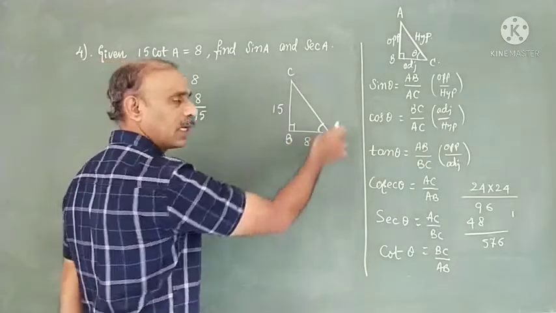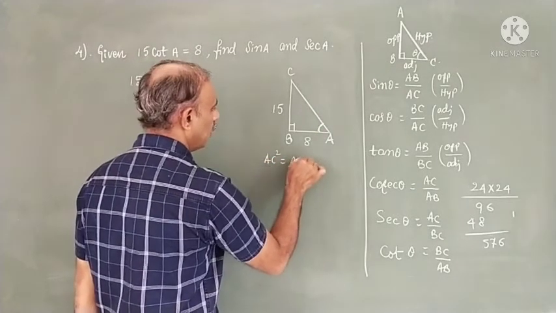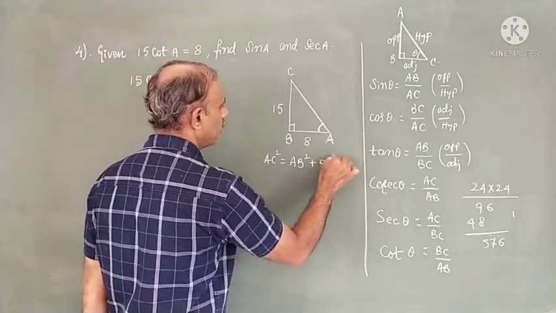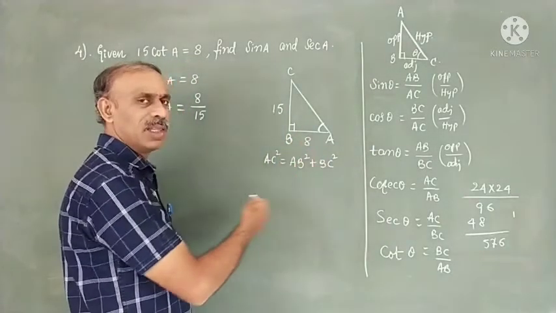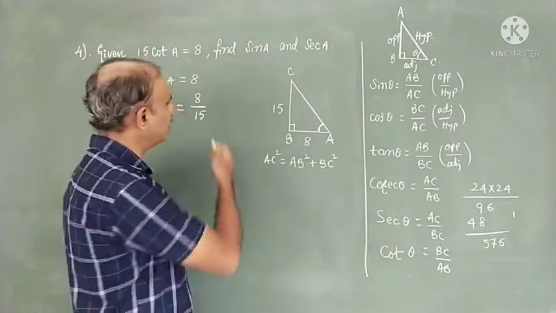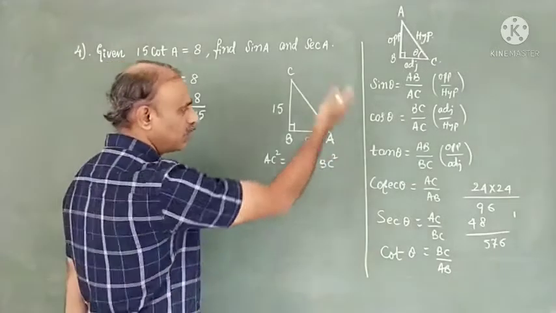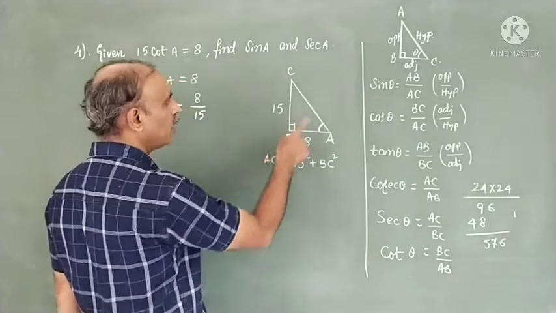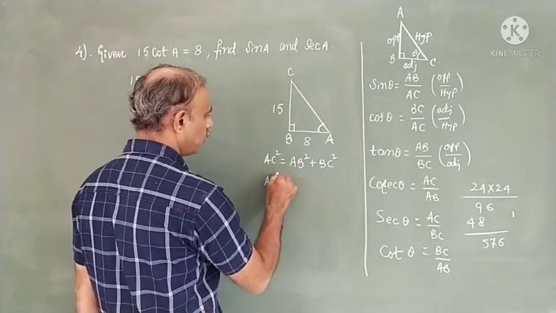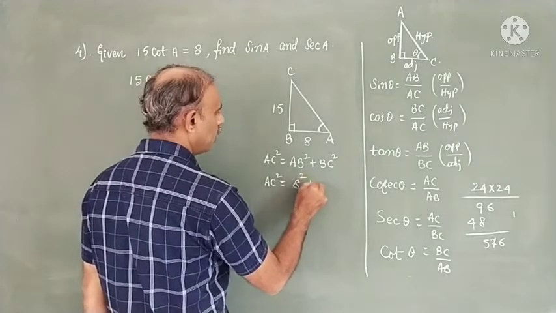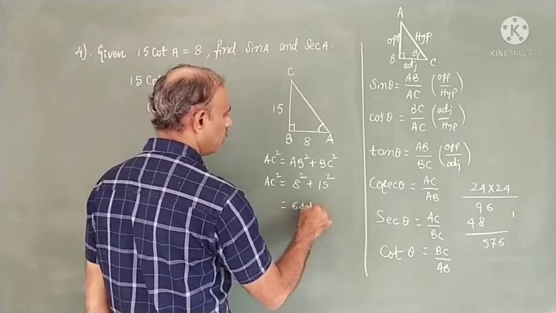Now once again we need to find AC. AC square is equal to AB square plus BC square. By doing these problems regularly, all the problems look very simple, because these are all very similar questions. Only the numbers change. Out of the six ratios, any one will come. You only have to go with whichever acute angle they are asking about. AC square is equal to 8 square plus 15 square.